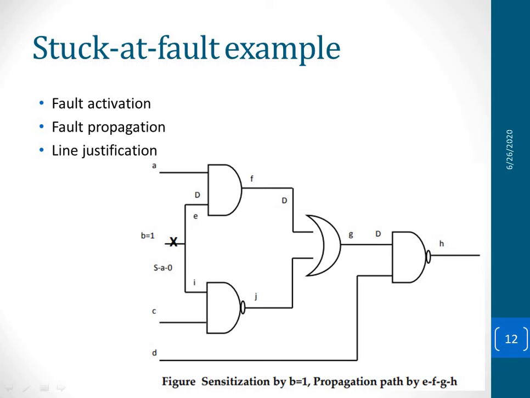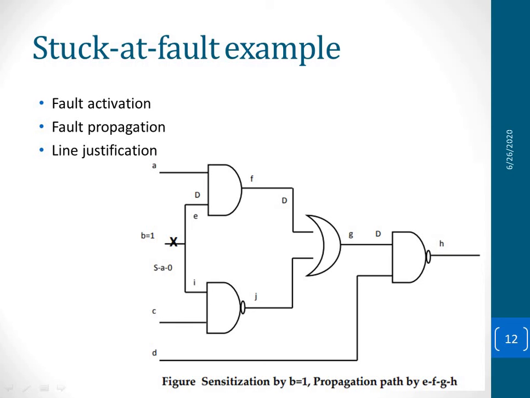If this is stuck at 0 fault, then no doubt the AND gate output should always be 0. But if it is not stuck at 0, then F will not always be 0. So if F is not always 0, G also will be changing. If G is changing, then my H also will be changing. So the sensitization by B equals 1, if I make it 1, we are assuming that it is stuck at 0 at this point.